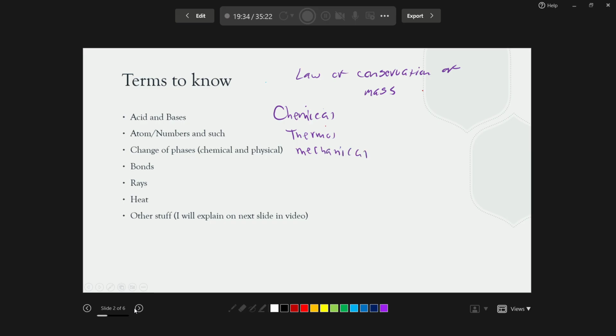But what about kinetic and potential energy? Erase this real quick. Kinetic and potential energy is just the energy of movement. So kinetic energy is the energy of movement, and potential energy is the energy of position.